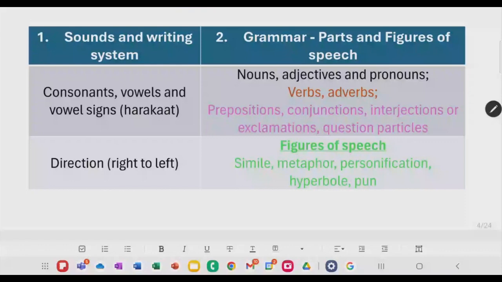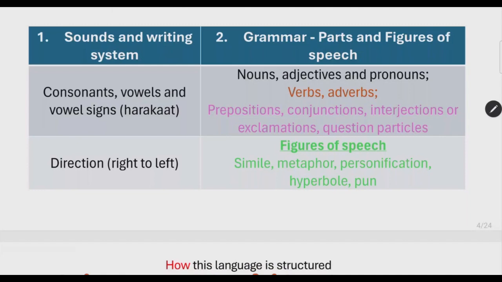And I've done it in 3 different colors here to show you, first of all, the nouns, adjectives and pronouns that work in tandem with each other. Then we look at verbs and adverbs, because verbs are the doing words and adverbs are those that qualify verbs, telling you how that action is being done, whether it's slowly, fast, or whatever. And then the third category is the prepositions, conjunctions, interjections, and exclamations.